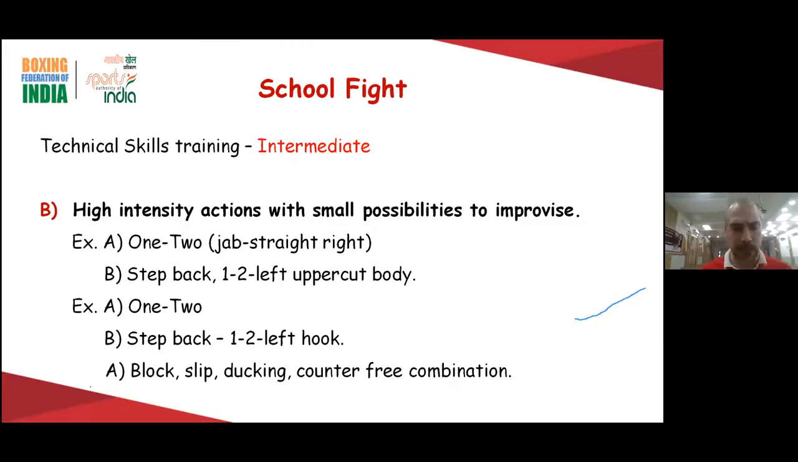Another example, boxer A attacks 1-2, I take a step back, counter 1-2 left hook, and the other one does a defense and counters with a free combination. But still, we repeat the same action all the time. That's why there's not much improvisation.